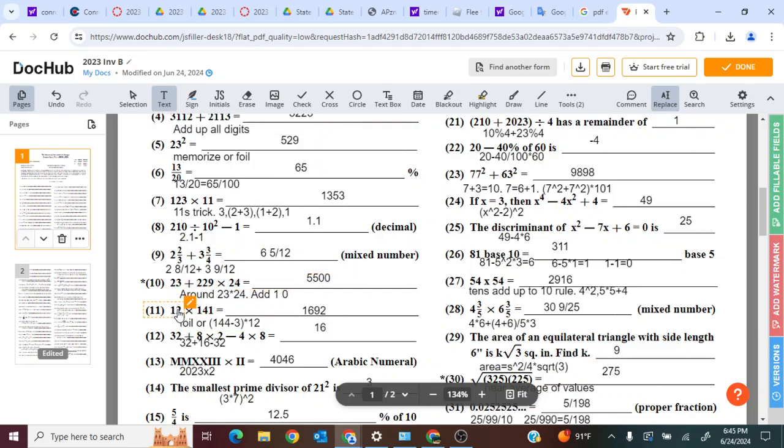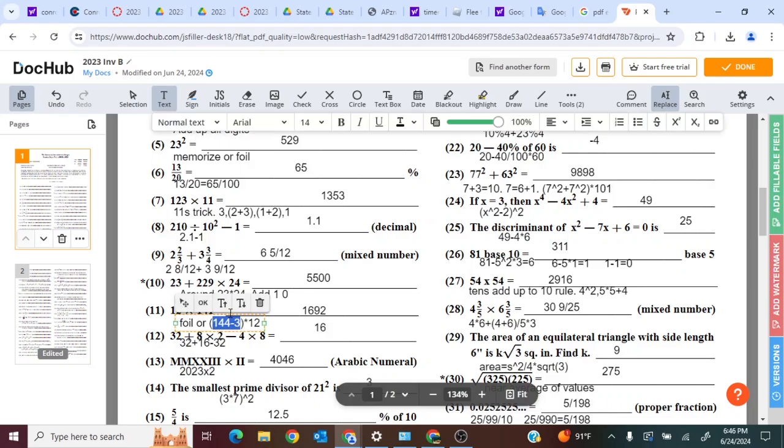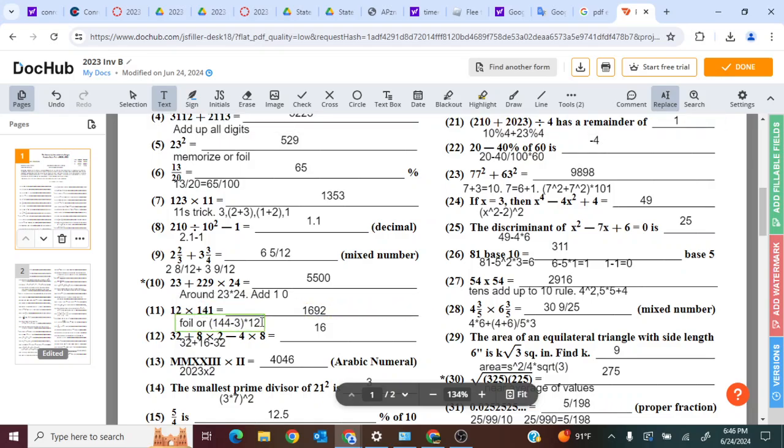11, you can FOIL this, it's not too bad. 2 times 1 is 2, that's your 1's place. 2 times 4 plus 1 times 1 is 9. 2 times 1 plus 1 times 4 is 6. 1 times 1 is 1. Or you can also imagine it as 144 minus 3 times 12. So you should know 12 cubed is 1728, and then you're subtracting 36 from that.